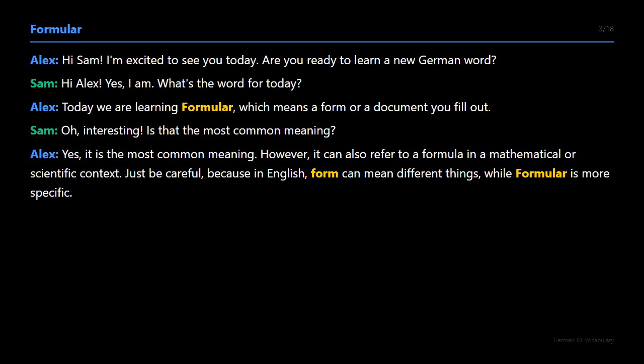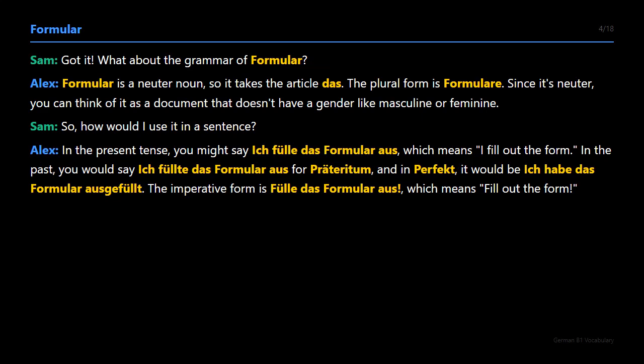What about the grammar of Formular? Formular is a neuter noun, so it takes the article das. The plural form is Formulare. Since it's neuter, you can think of it as a document that doesn't have a gender like masculine or feminine.